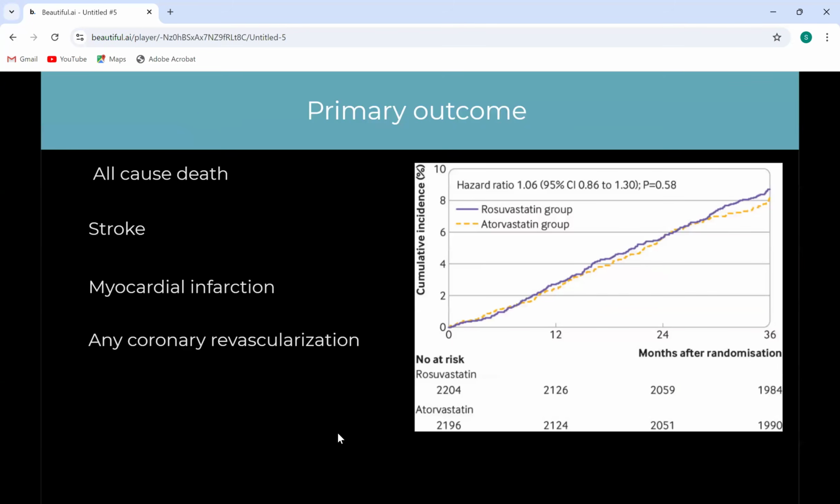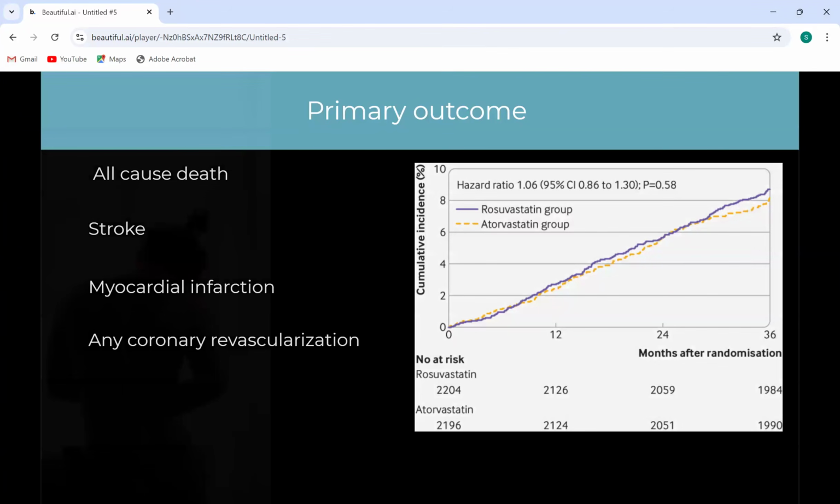Statins, day in and day out, have proven that they reduce all-cause death, stroke, myocardial infarction, and any coronary revascularization. They've compared rosuvastatin and atorvastatin both, and both have shown significant reductions in these outcomes. There are many trials which have proven that they significantly reduce all of these outcomes.